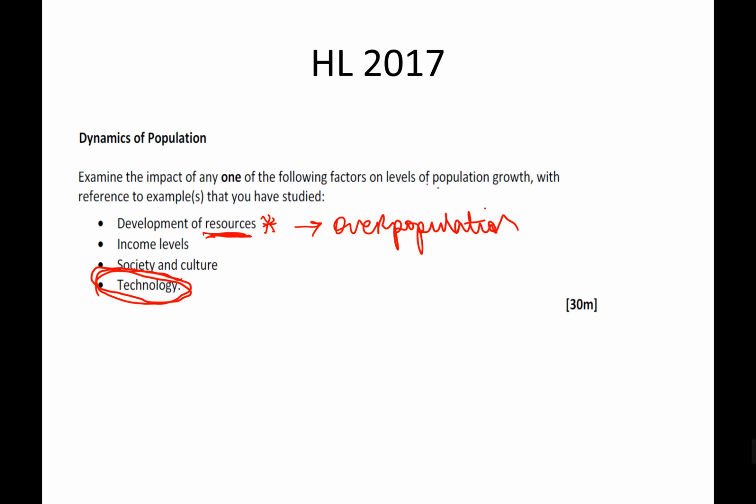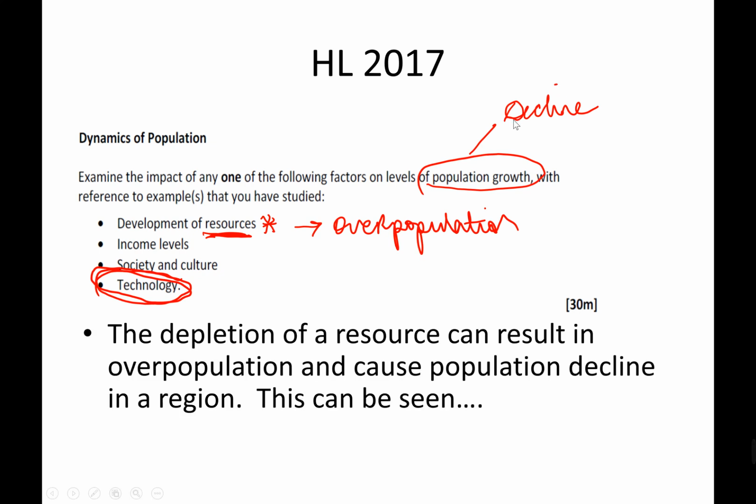And what impact does that have on population growth? Population will go into decline. So if you word this properly, you can use your overpopulation case studies. So you could start off by saying that the depletion or the overexploitation of a resource can result in overpopulation, and this can cause population decline in a region. Okay, so you're saying what impact depletion of resources has on the population. So depletion has the impact of population decline.